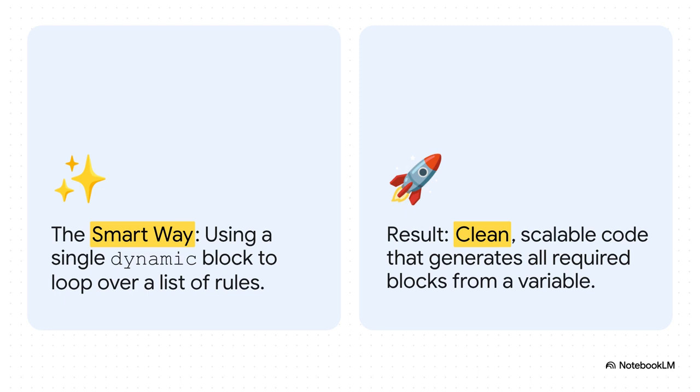Instead of 10 hard-coded blocks, you have one single dynamic block that just loops over a list of ports. It's clean, it's easy to read, and if you need to add another rule, you just add one more item to your list. This is what infrastructure as code is all about.